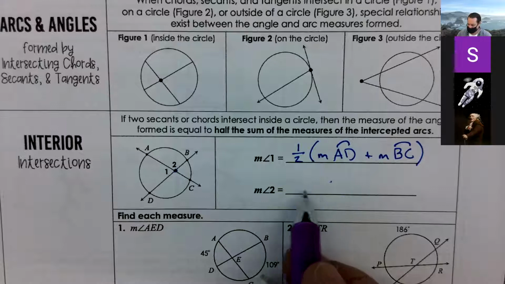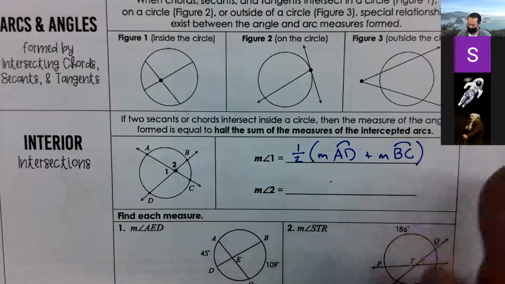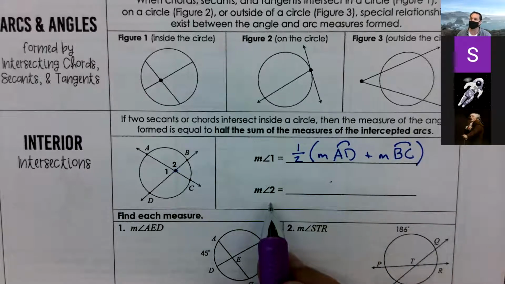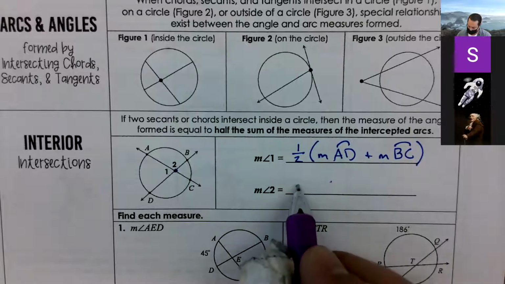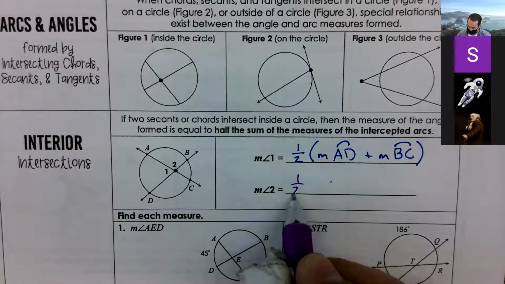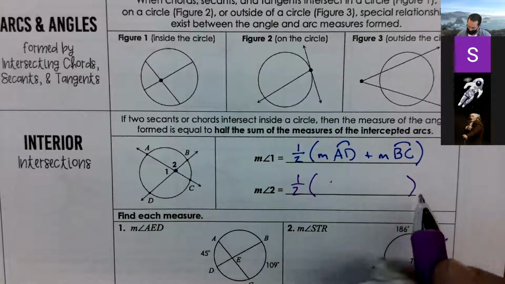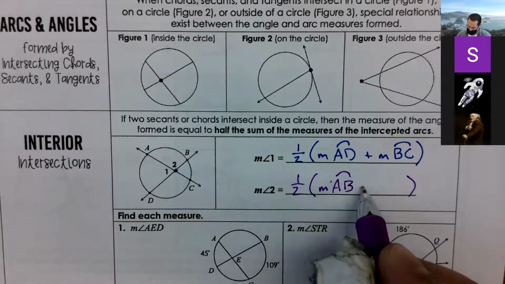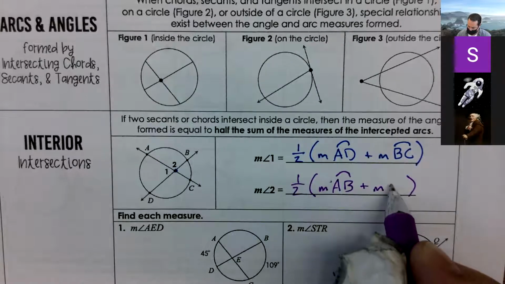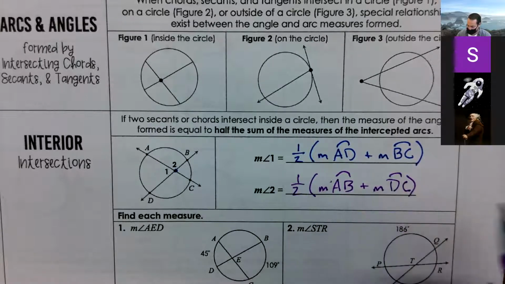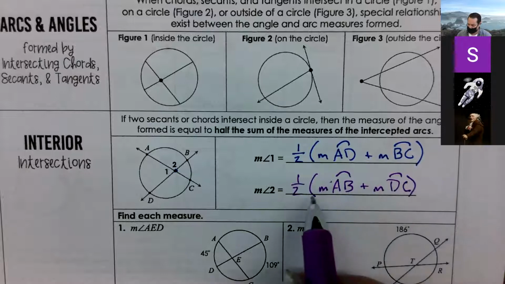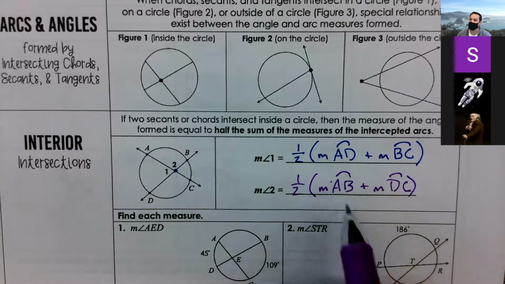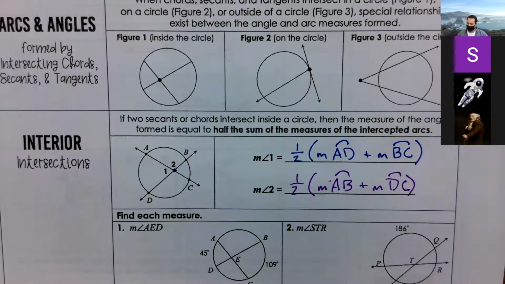Can I get a volunteer to share with me what the other half of the equation for angle 2 would be? Nick? Measure angle 2 equals 1/2 (measure of arc AB plus measure of arc BC). Good. And I love the way you're using the terminology. You're describing that it's the measure of the arc. Really good. Perfect. Any questions on what the rules say?